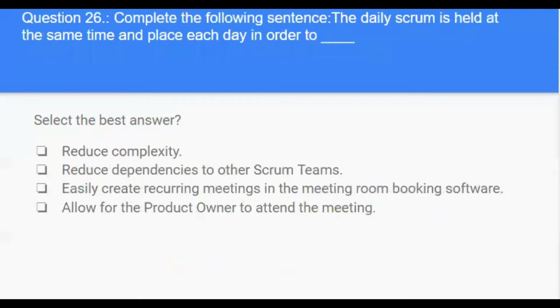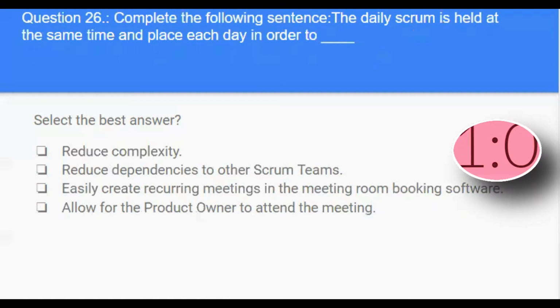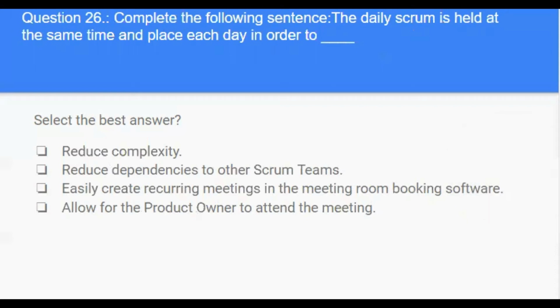Next question. Complete the following sentence. The daily scrum is held at the same time and place each day in order to reduce complexity. The Scrum Guide 2020 clearly states that to reduce complexity, it's held at the same time and place every working day of the sprint.